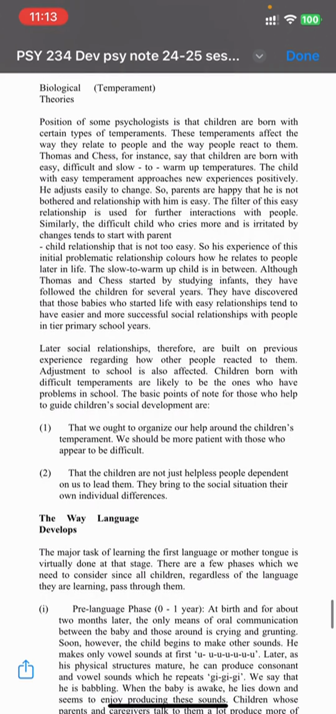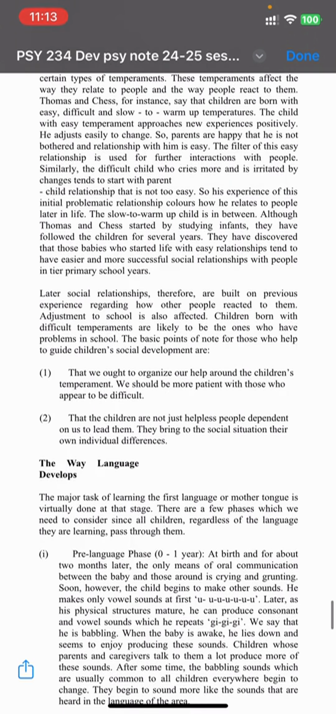The basic points of note for those who help to guide children: we have to organize our help around children's temperament. So you need to understand and be more patient with those who appear to be difficult. Children are not just helpless people dependent on us to lead them. They bring to the social situation their own individual differences. This means that children are not just there for us to mold, they already have their own inbuilt character, their own inbuilt personality, and they bring something to the table.